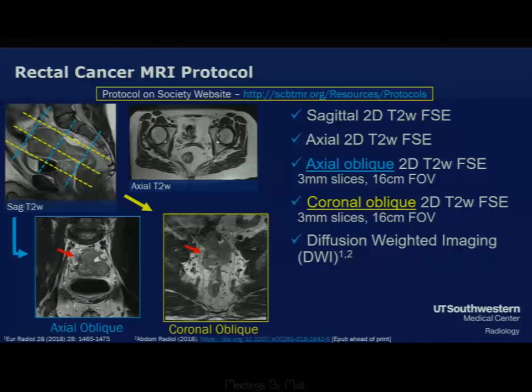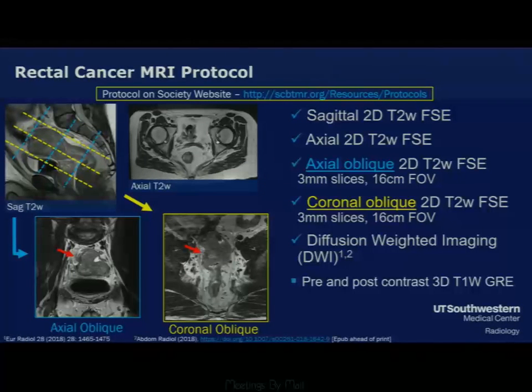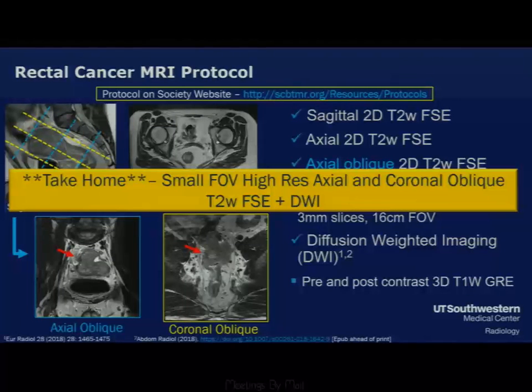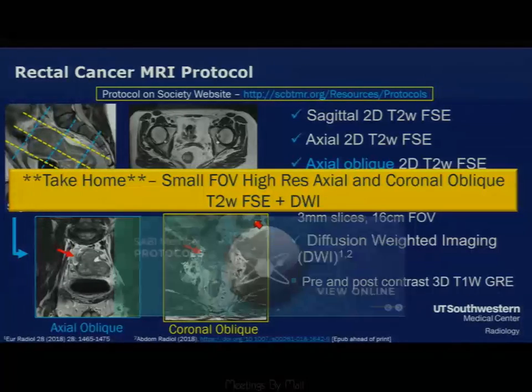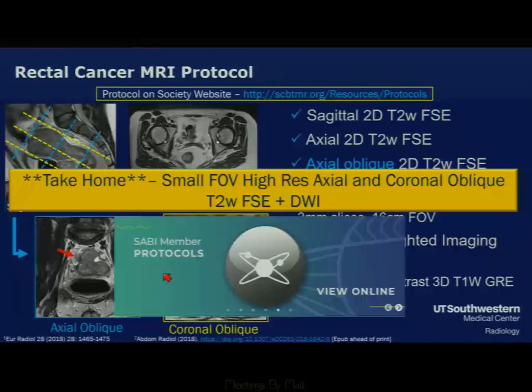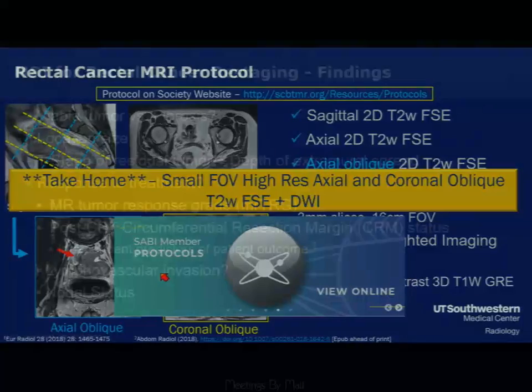And then really important, especially in the post-chemoradiation setting, is the diffusion-weighted imaging. And the pre- and post-contrast T1 weighted images are, again, optional, not necessarily routinely obtained at all institutions. So key here, again, is high-resolution axial and coronal oblique T2 weighted images, and especially diffusion weighted images in the post-chemoradiation setting. Again, the protocol is available on the SABI member protocol website.